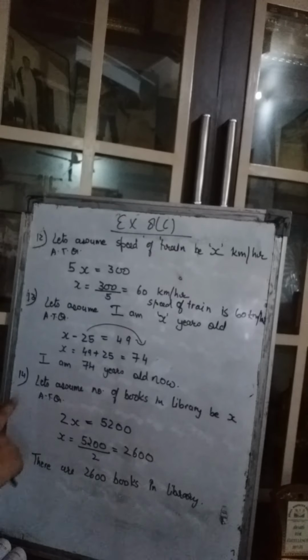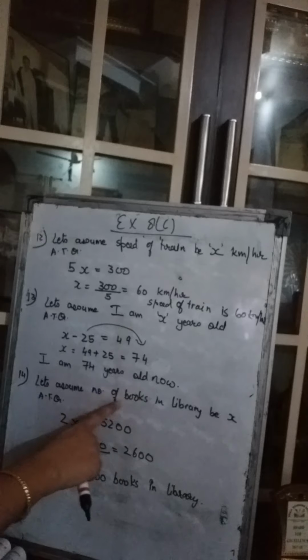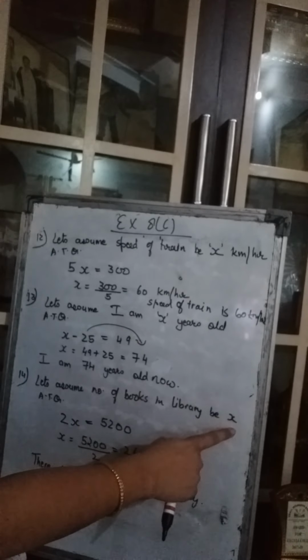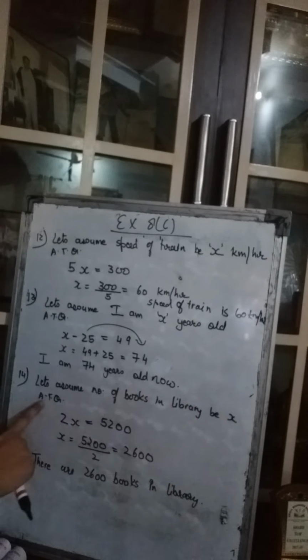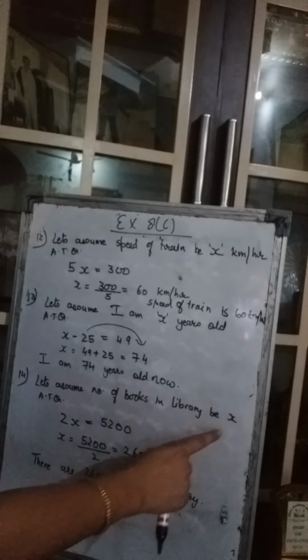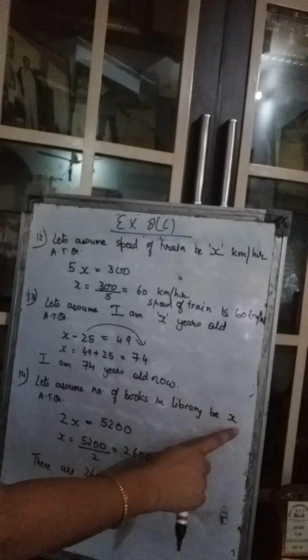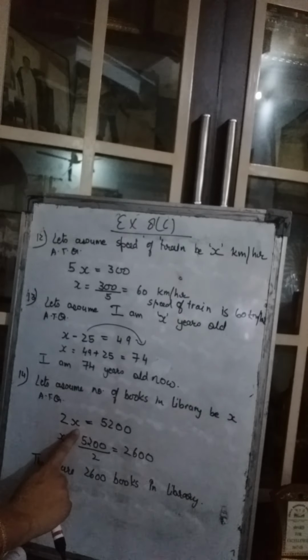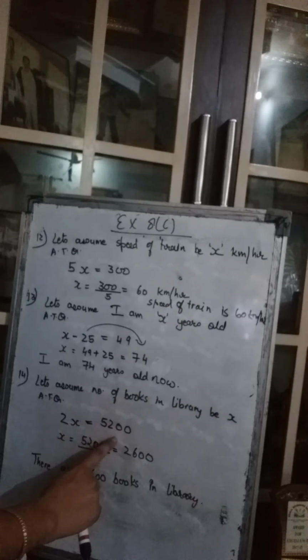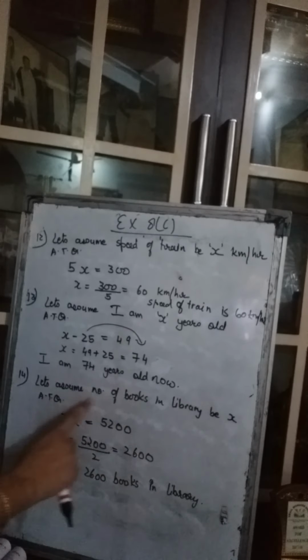Okay. Now we come to the 14th question. It says, if twice the number of books in the library is 5200, how many books are there in the library? We do not know. So let's assume the number of books in library be X. Okay. Now what is the question saying? According to question, twice the number of books. That means the number of books is X. Twice of this, 2X, is equal to 5200. So the equation has been formed.